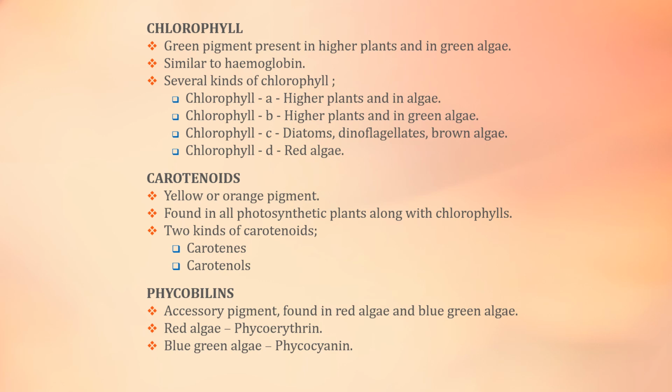Carotenoids. Carotenoids are yellow or orange pigments. They are found in all photosynthetic plants along with the chlorophylls. There are two kinds of carotenoids, namely carotenes and carotenols. Phycobilins. Phycobilins are the accessory pigments found in red algae and blue-green algae. The phycobilin of red algae is called phycoerythrin and that of blue-green algae is called phycocyanin.